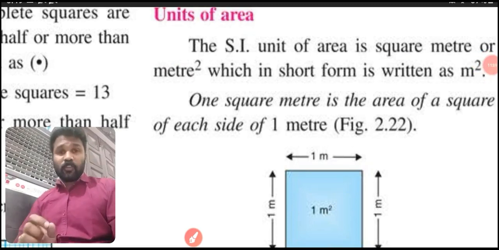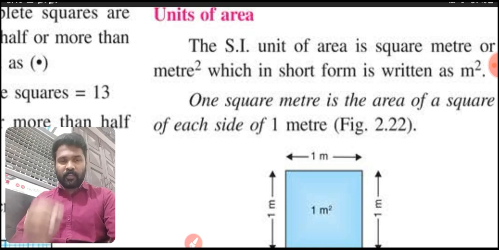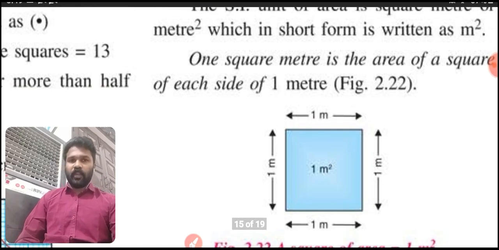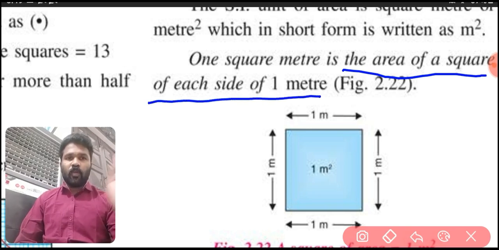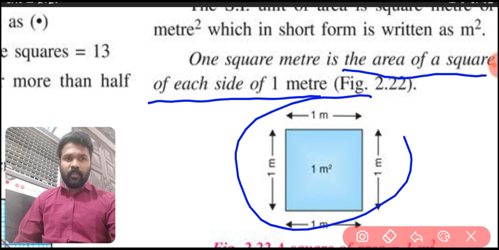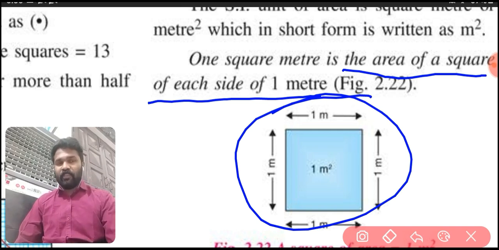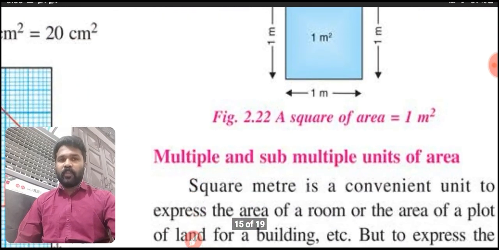Okay students, 1 square meter is the area of a square of each side of 1 meter. Here it is shown. We are considering 1 square which has a 1 meter side. So the SI unit of area is square meter, and I also told you the definition.